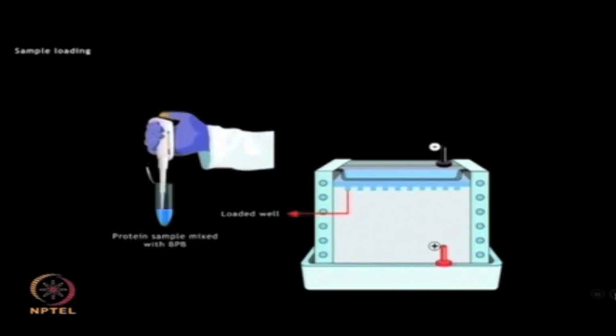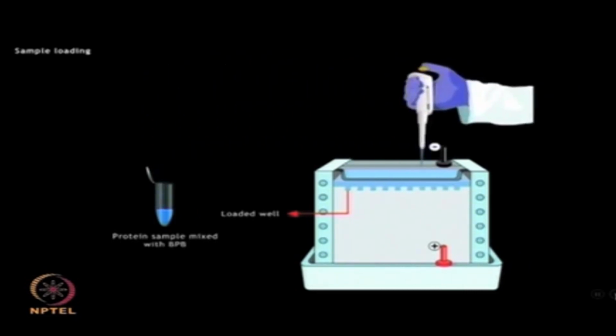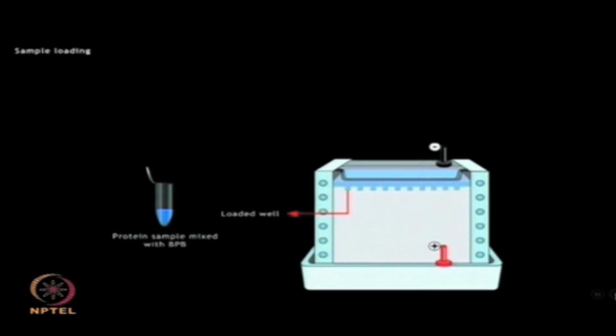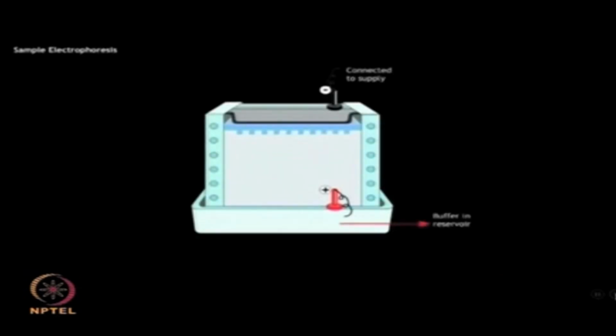Once all the samples are loaded, you can take this unit and move it into an electrophoretic apparatus. A direct current supply of 100 to 350 volts is passed, depending upon the size of the gel, for a time sufficient to separate the protein mixture into discrete bands based on their molecular weight. The progress of electrophoresis can be observed with the help of a tracking dye.